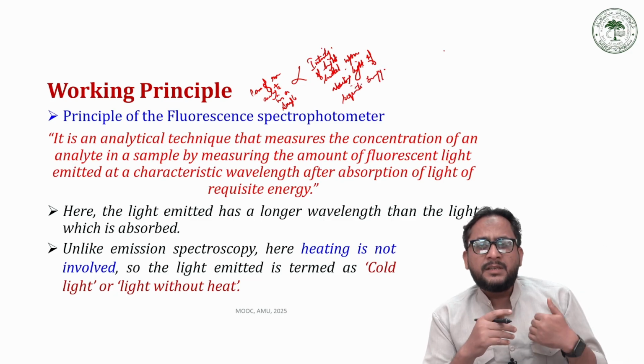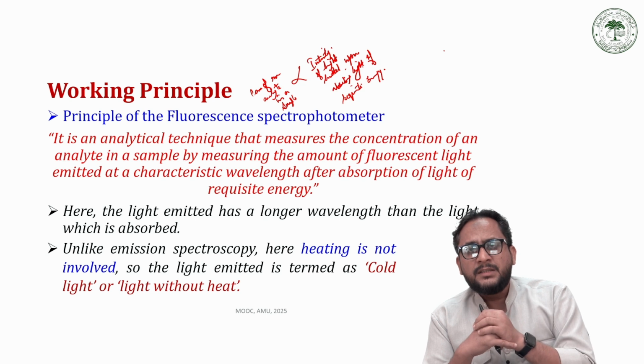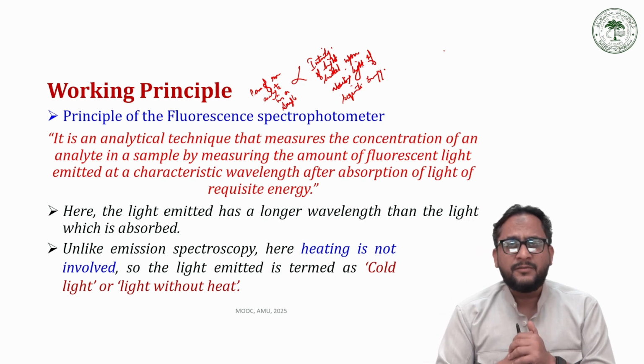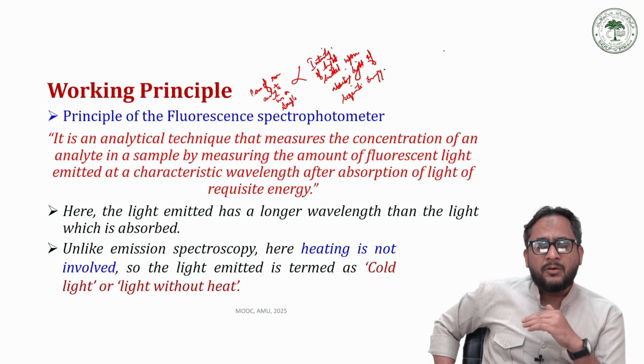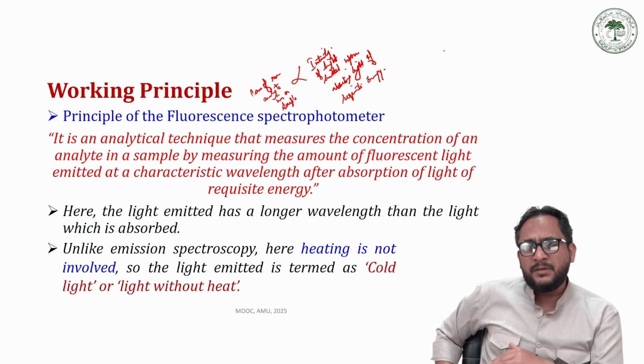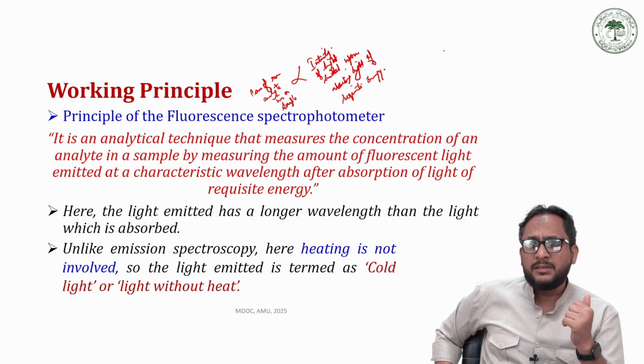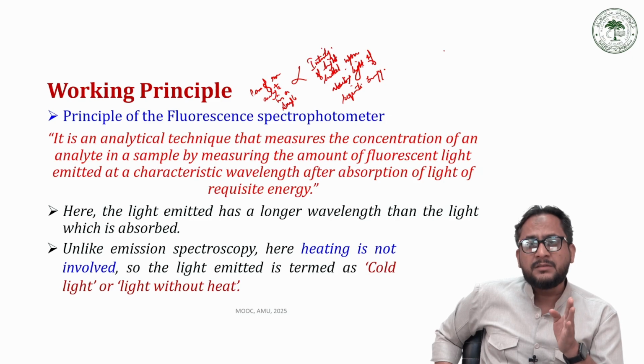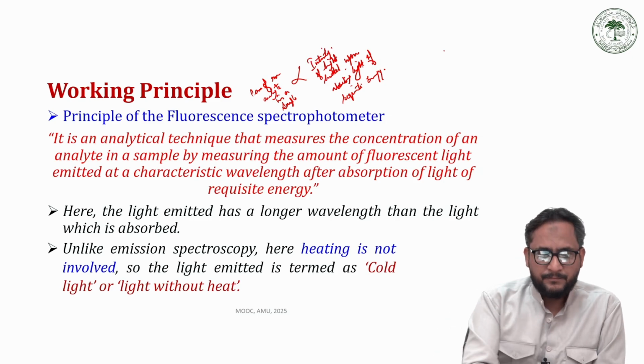So, if the intensity of light that is being emitted is high, this means that the concentration of the sample is high. If the intensity of light emitted is low, the concentration of analyte in the sample is low. So, there is a direct relation, and this serves as the principle of fluorescence spectroscopy.